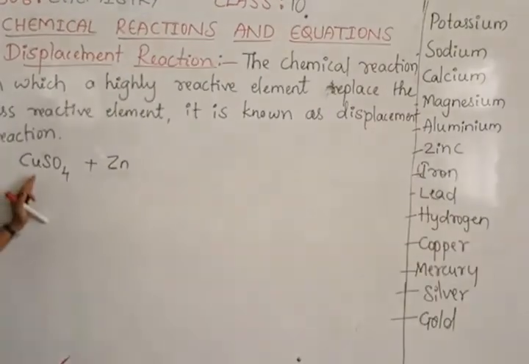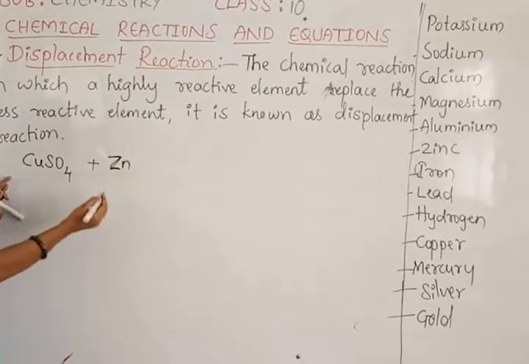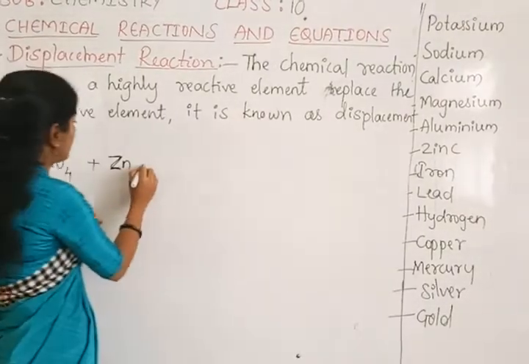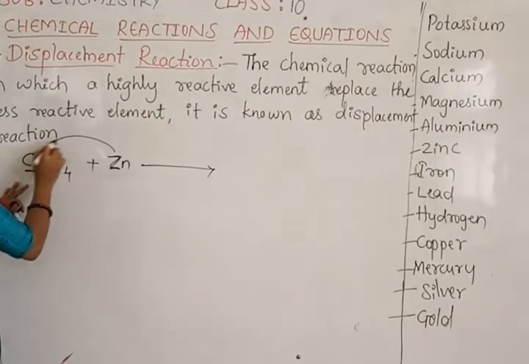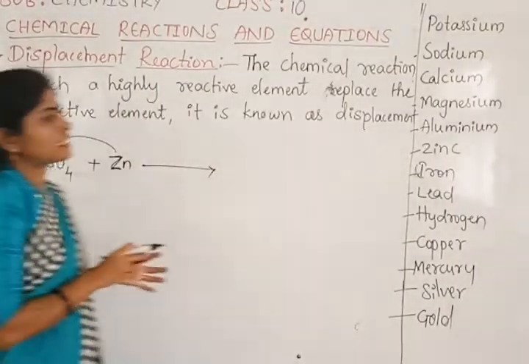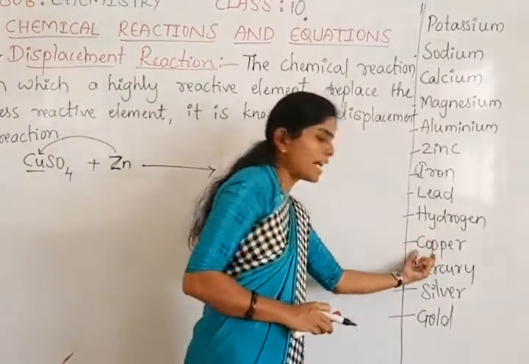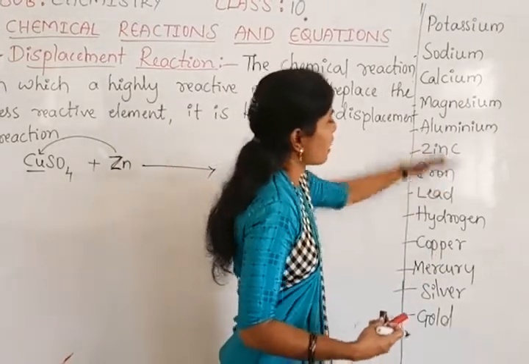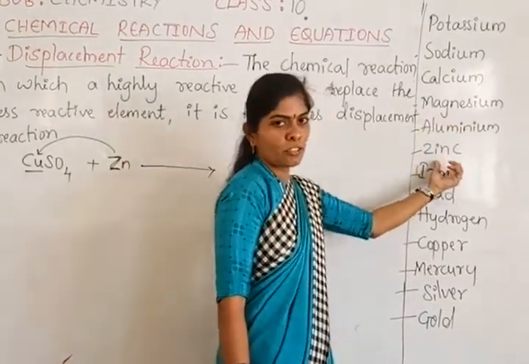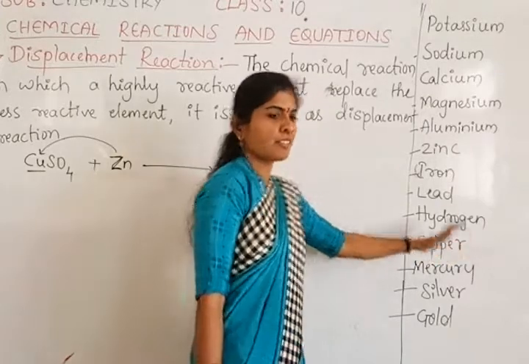When we dip a zinc strip in the copper sulfate solution, the reaction takes place and the zinc replaces the copper. In the reactivity series, where is copper placed? Below hydrogen, which means it is less reactive. And zinc is above hydrogen, so it is more reactive. So a more reactive element can replace a less reactive element.